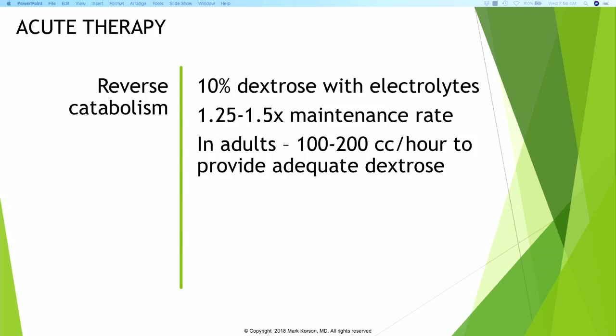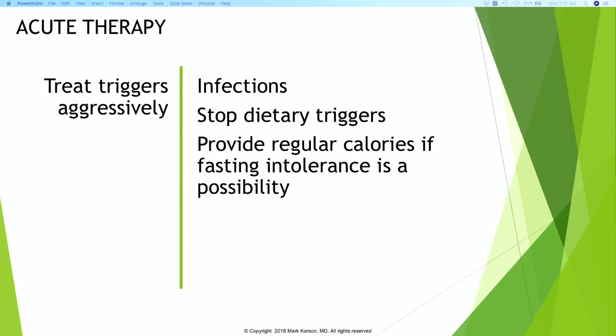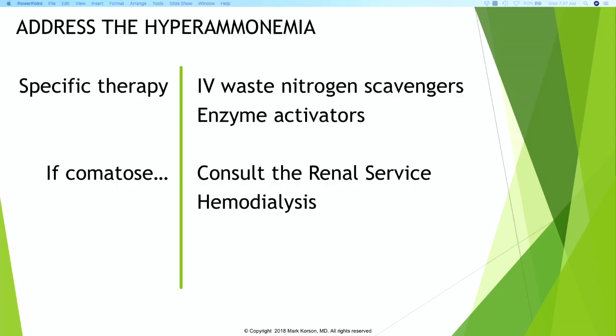You can calculate what the hepatic glucose production rate is and override it. But roughly, it is 10% dextrose at 1.5 times maintenance. If you're worried about brain edema, then you can run a lower amount, and you can put in a central line and give a higher amount of sugar at a lower volume. But it's basically D10 at 1.5 that gives them what you need to dampen catabolism, at least for the first 24 to 48 hours. Obviously, if there's a trigger that set this off, like an acute infection, you treat that aggressively. If there was too much protein in the diet, you cut off protein and so on.